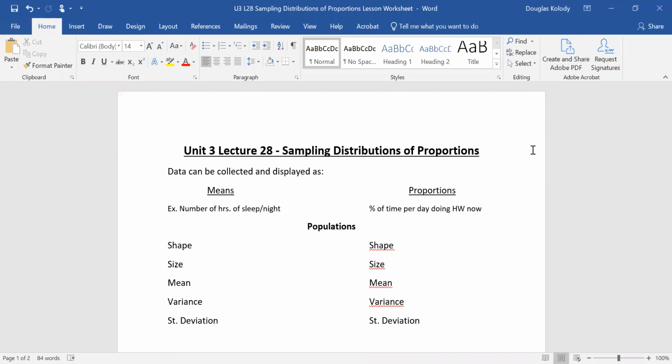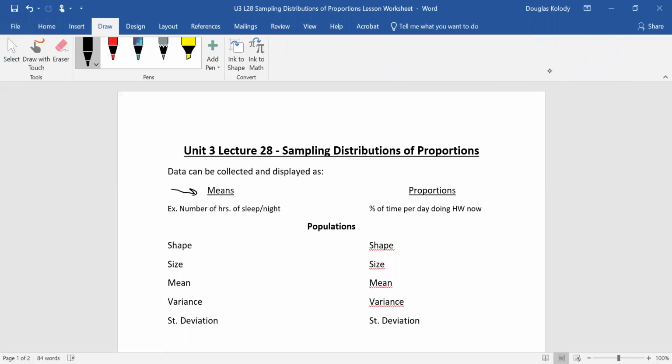Let's get to today's lesson. It is sampling distributions of proportions. Yesterday, we covered the central limit theorem. Another name for the central limit theorem is the sampling distribution of means. All right, this is the sampling distribution of proportions. So what I did was I made a couple examples here. Data can be collected and displayed as means, and here they are right here as means.